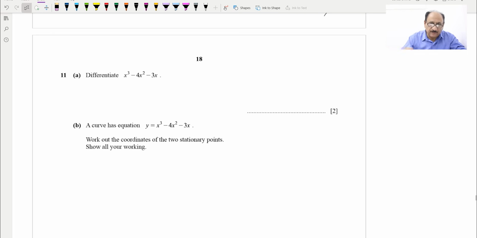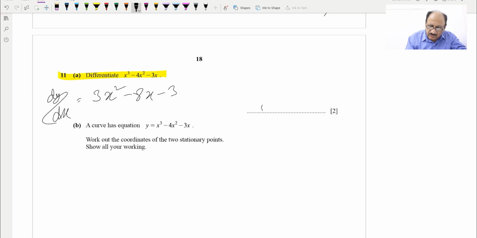Hopefully you understand this. Now question number 11 says differentiate this. This is a very simple question. So for 3x squared, we are writing dy by dx is equal to this one. The power will be pulled first, and the power will be reduced by 1. So minus 8x and minus 3. This will be our final answer, 3x squared minus 8x minus 3, for 2 marks.